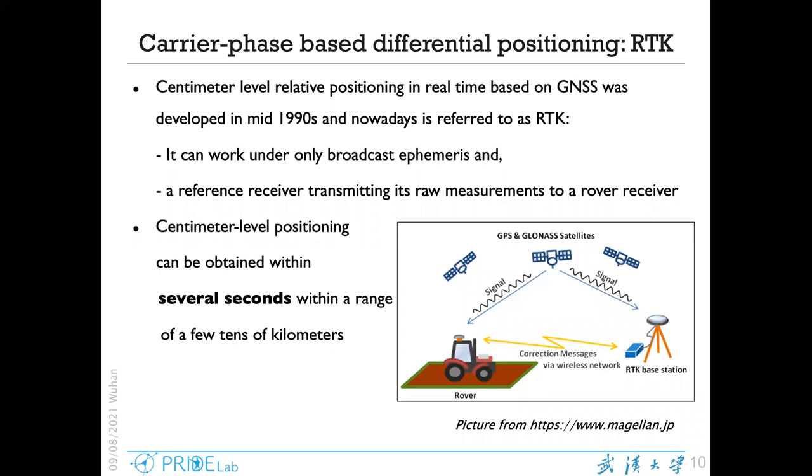Then you can clean your observations to prevent any errors from contaminating them, and then you can fix the ambiguities and achieve millimeter level and centimeter level positioning in real time or post processing, because of the error mitigation efficiency of the RTK technique. So the initialization time is normally within several seconds, if you have nearby stations which are not more than 10 or 30 kilometers away.